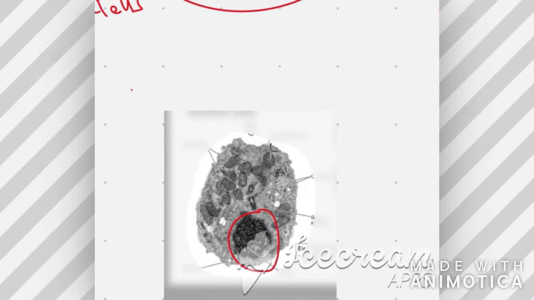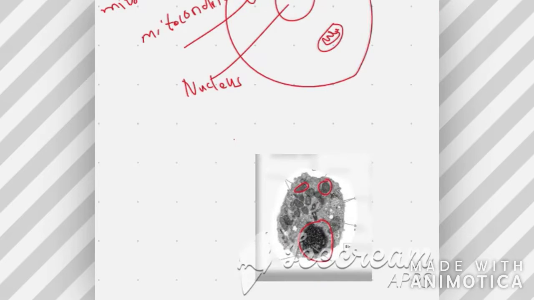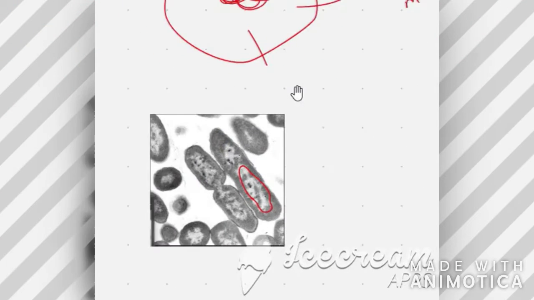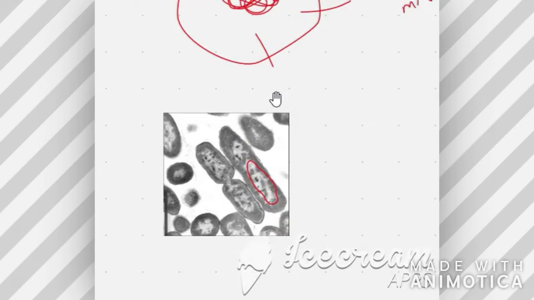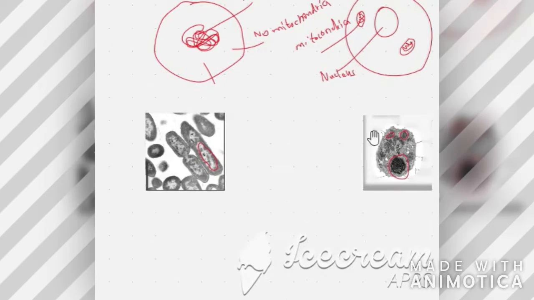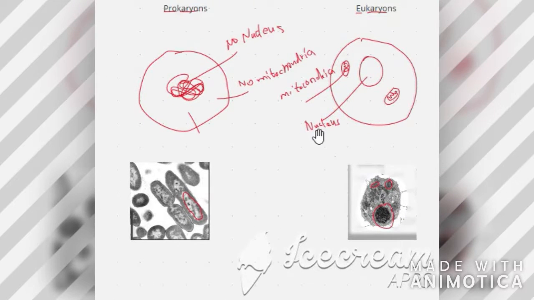The mitochondria can be seen through this electron microscope, whereas there are no mitochondria present in a prokaryotic cell. So basically, every membrane-bounded organelle that is present in the eukaryotic cell is not present in a prokaryotic cell.